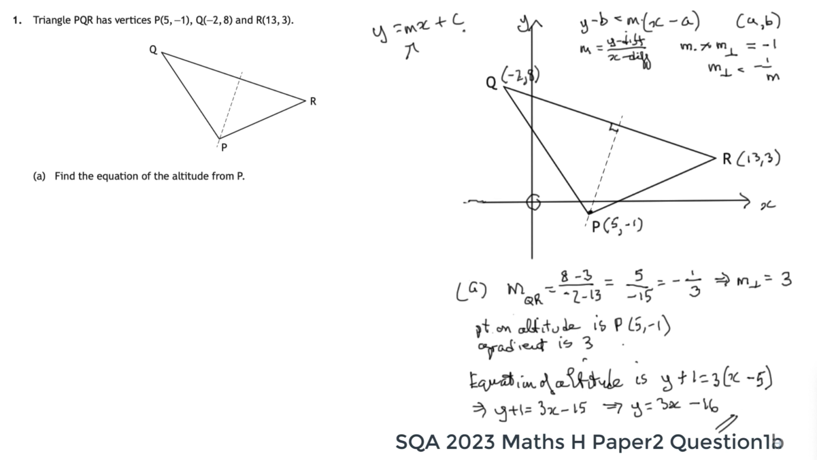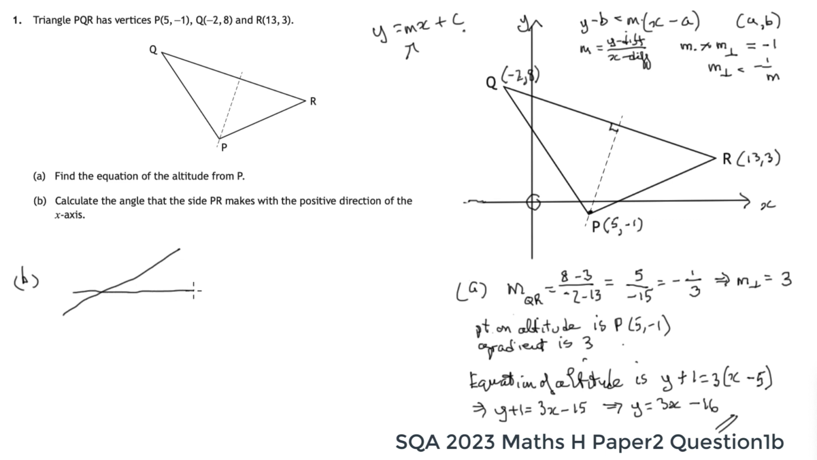So let's look at part B, and let's do that over here. Now we have to calculate the angle that the side PR, there it is, makes with the positive direction of the x-axis. Now if we look at that line PR and the x-axis, and let's call that theta. Now the gradient of a line, remember, is the distance. If we draw a wee triangle there, it's the distance up or down divided by the distance along, the y difference over the x difference, rise over run.